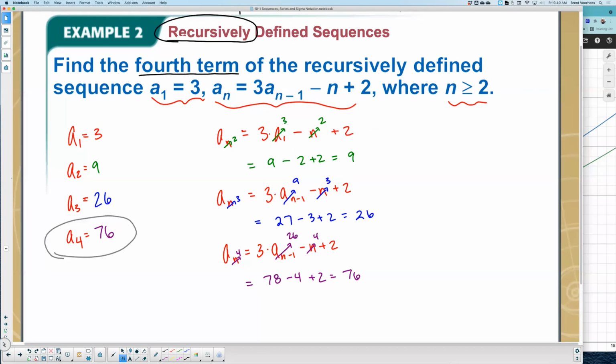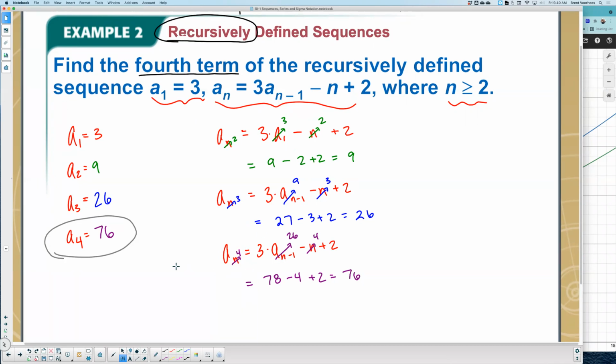That's the fourth term. Okay, so in a nutshell, when you see that word recursive, that means you have to find them in order. So to get to the fourth, we had to know the third term. To get to the third, we had to know the second term. And to find the second, we had to know the first. They gave us the first, they gave us the formula, and they told us where to start with n. We started with n of 2 and moved on from there. That's what this was telling us. Start with n of 2 and make n just grow bigger one at a time. And so that's how I solved that.